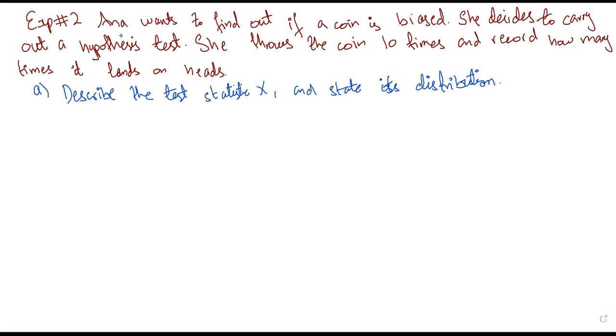So basically, Anna wants to find out if a coin is biased. Right now she is not saying if it would be biased or not. She is just saying that she wants to find that out. So she wants to find this part out and she is not sure about it. She decides to carry out a hypothesis test. She throws the coin 10 times and records how many times it lands on heads.